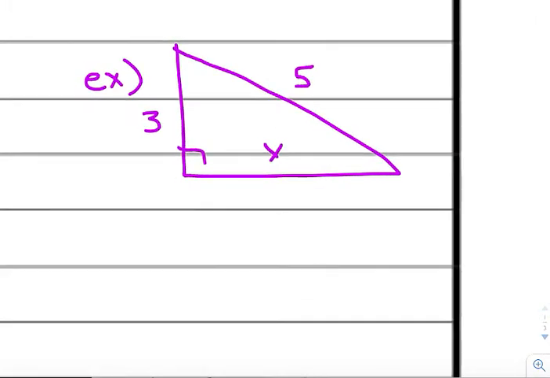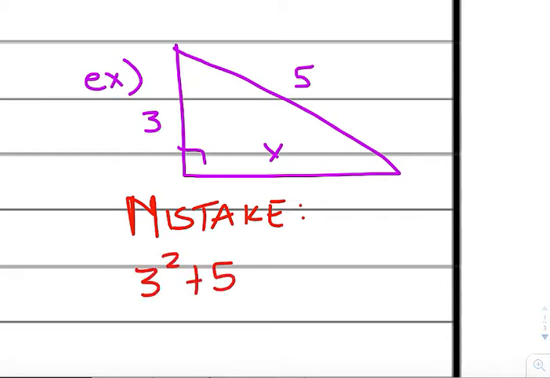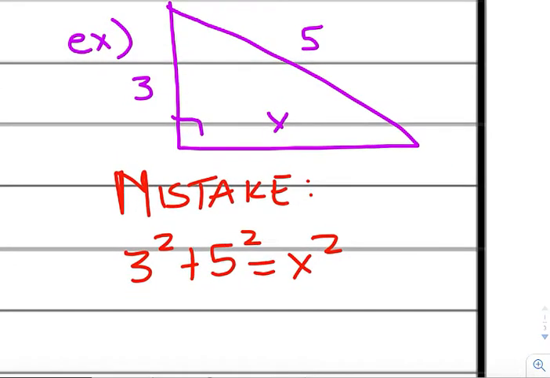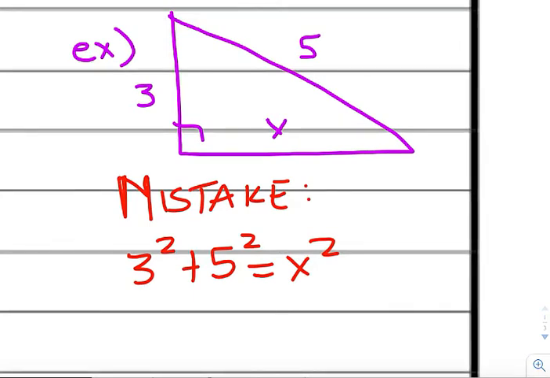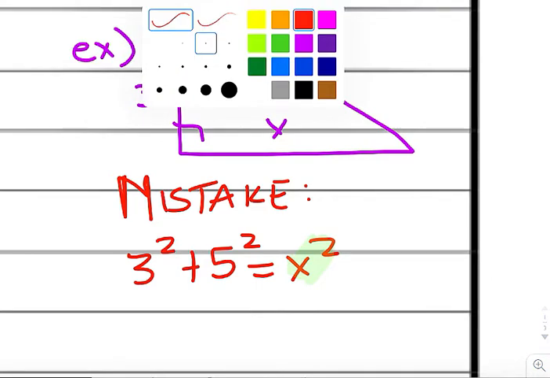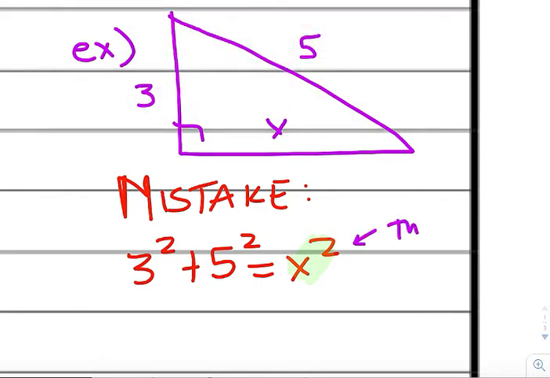The mistake, and again, let me highlight this as a mistake, is that someone will blindly, without thinking, take this to be 3 squared plus 5 squared is equal to x squared. Now, this is wrong on a couple different levels. The biggest reason being that whenever you find the value for x, it's going to be bigger than 5. It has to because you're adding 3 squared to 5 squared to get x squared. And so let's make a little annotation here. This will end up being bigger than 5.